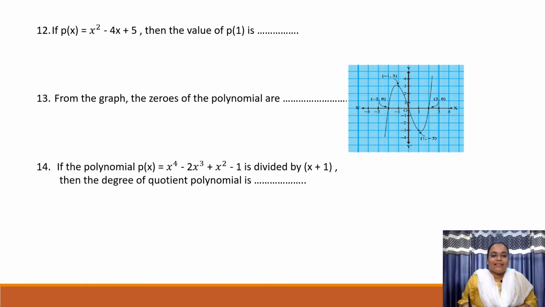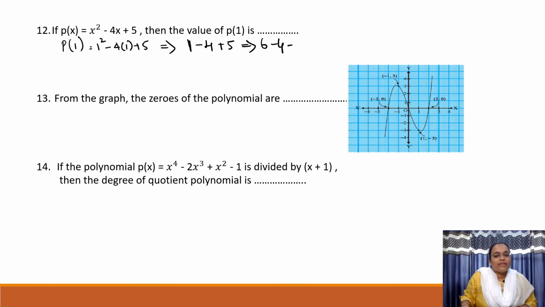Okay. The next one is, if p of x is equals to x square minus 4x plus 5, then the value of p of 1. This is simple, right? We just need to substitute 1 in the place of x. This is 1 minus 4 of 1 plus 5, which is 1 minus 4 plus 5, which is 6 minus 4 is 2. Okay, 2 is your answer.